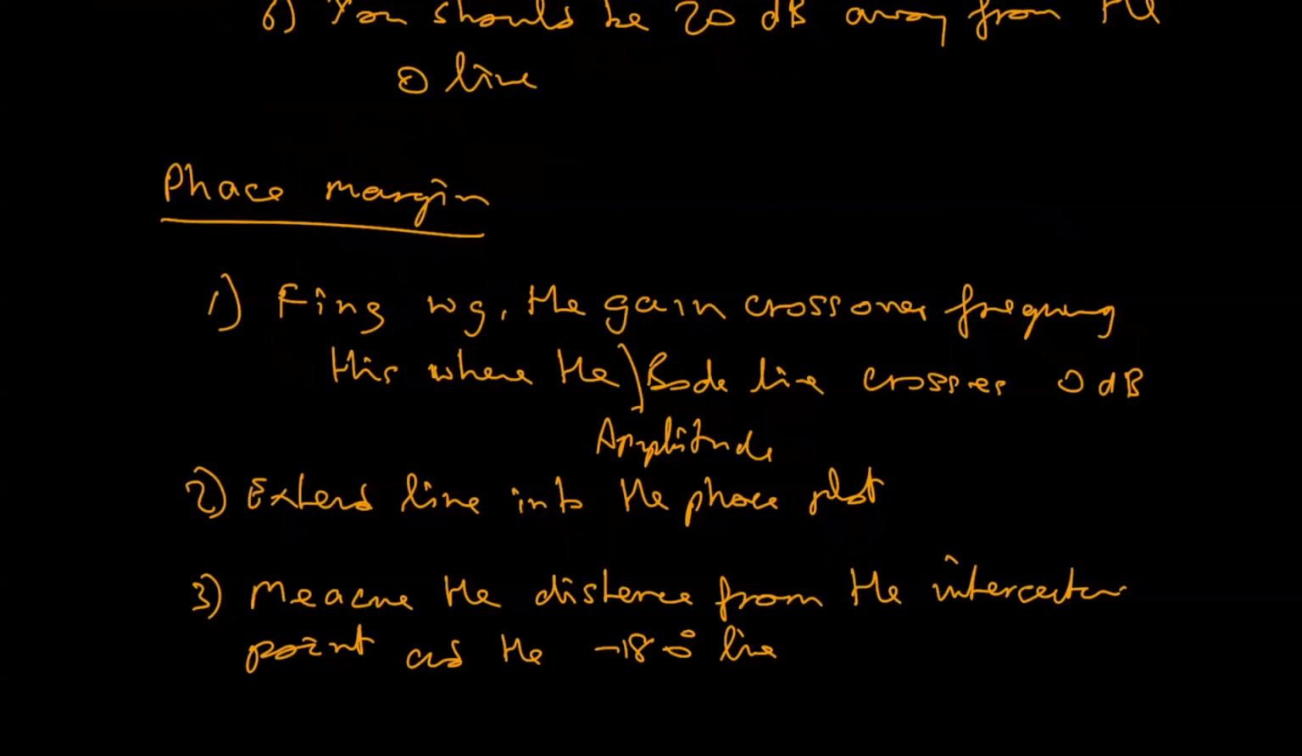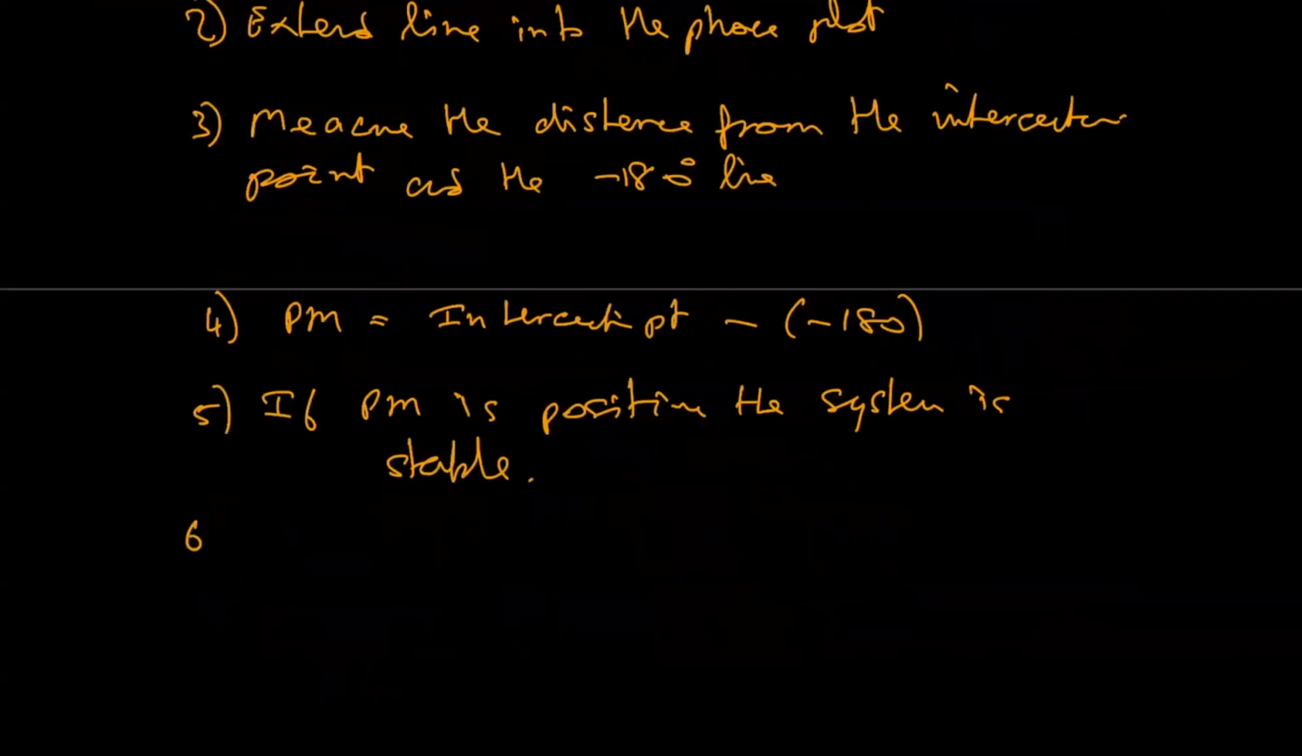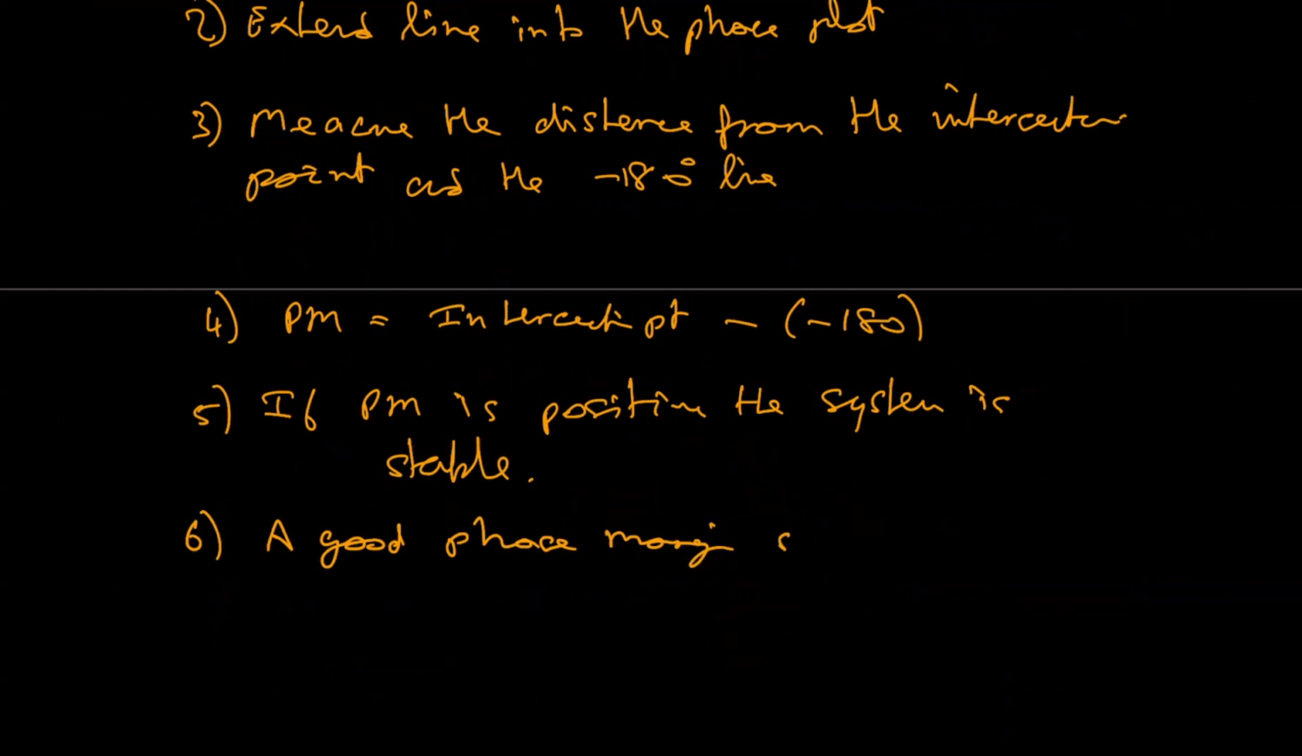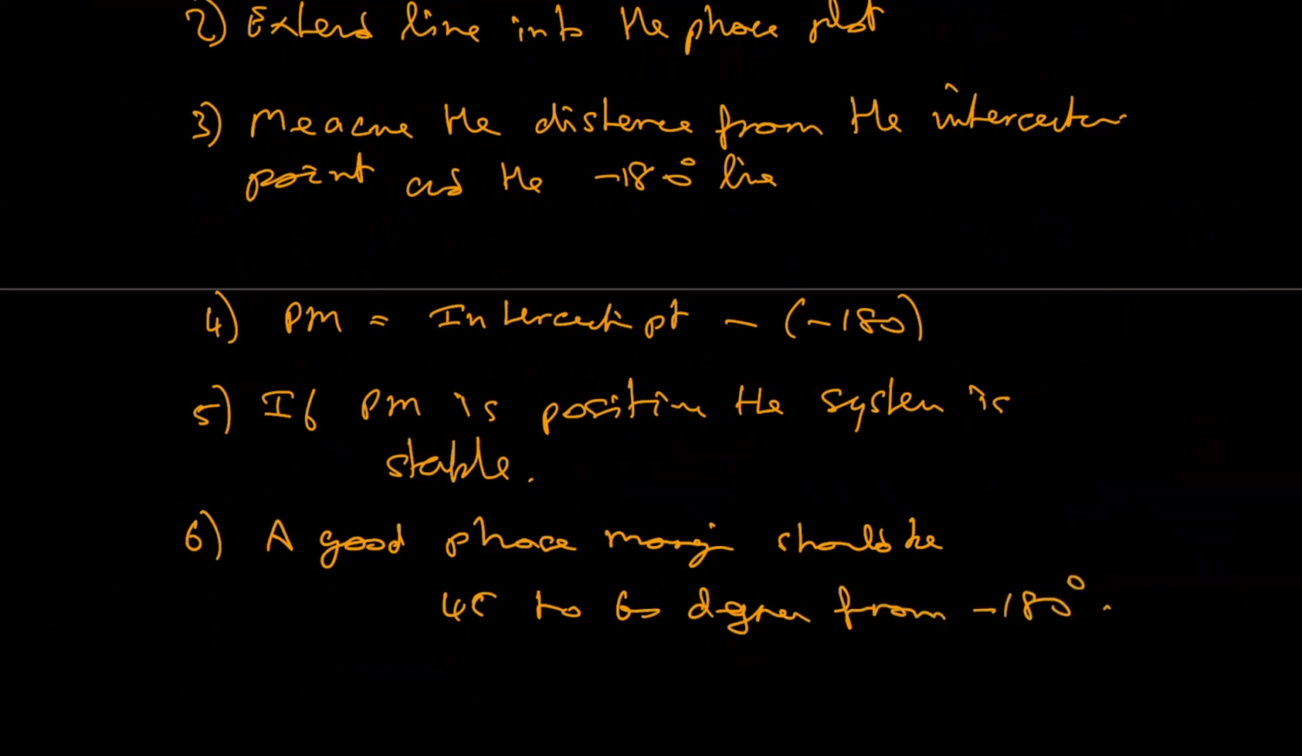And like the gain margin, there's also a recommended margin. A good phase margin should be 45 to 60 degrees from the minus 180 crossover point. All right, so that's it.